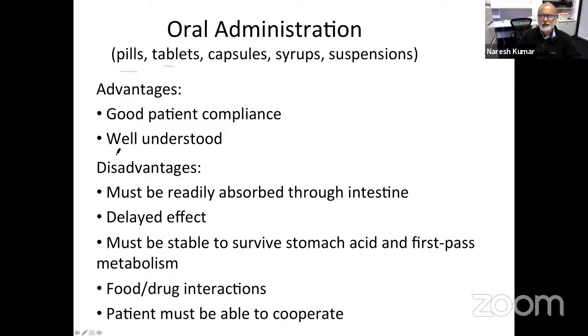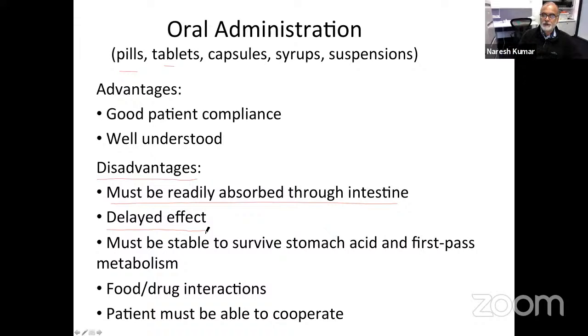So it's easy. What the disadvantages, many of you won't know, of oral administration is that the drug must be readily absorbed through the intestine, because the drug ultimately goes to the intestine. And if it's not absorbed through the intestine, then the drug is just kicked out. The drug is excreted and there is no beneficial effect. There could be a delayed effect because the drug has to first pass the stomach, get into the intestine, and then get absorbed. So it can be a delayed effect.